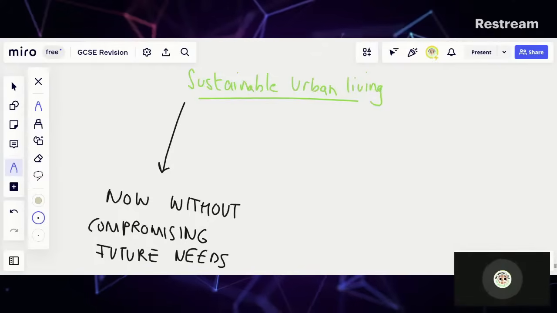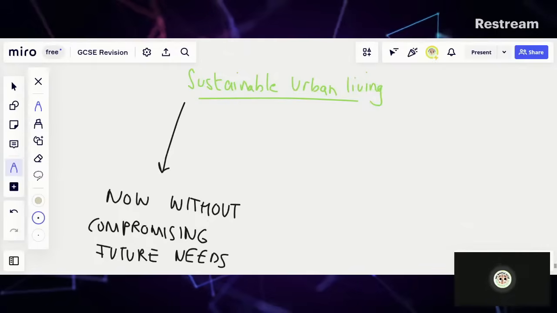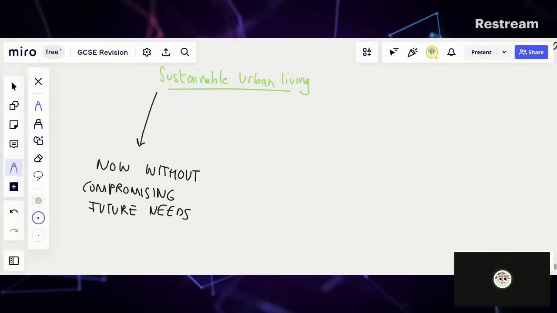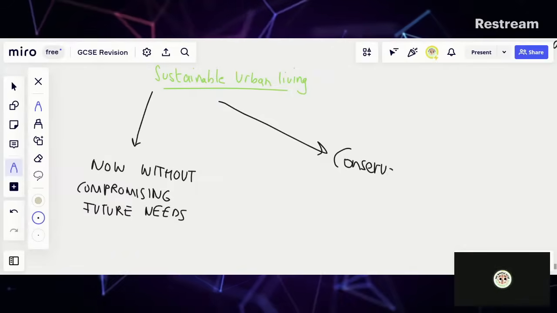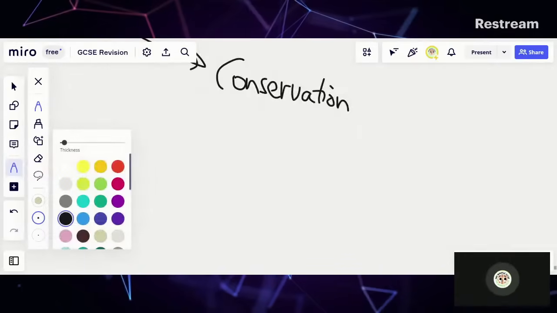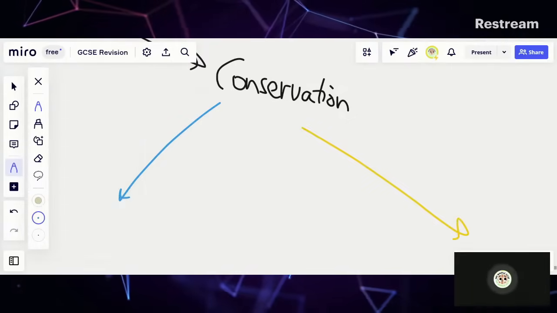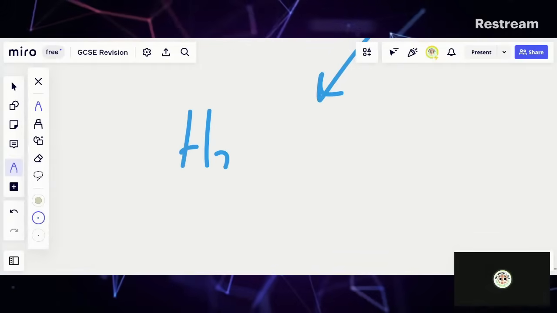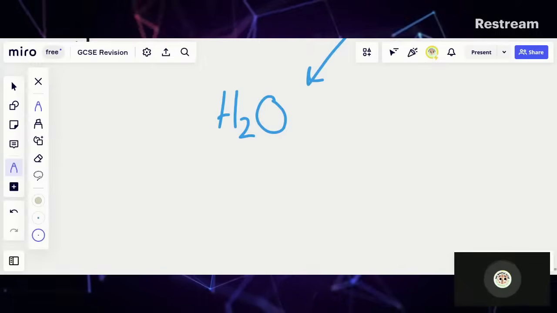Okay, so how can a city be sustainable? Well, one way in which cities can be sustainable is by conserving resources such as water and energy. So, conservation. Conserving just means using as little as is necessary. Let's first start by talking about how we conserve water. So, how is water conserved?